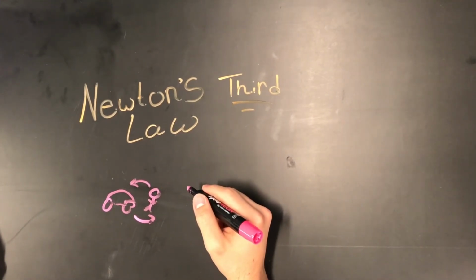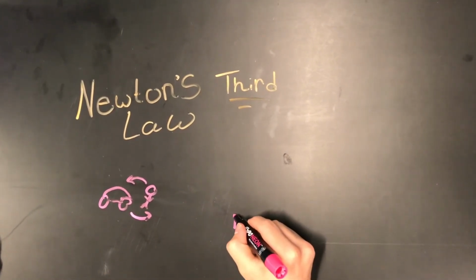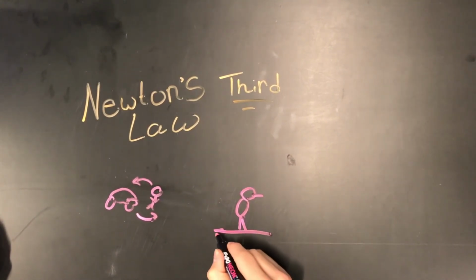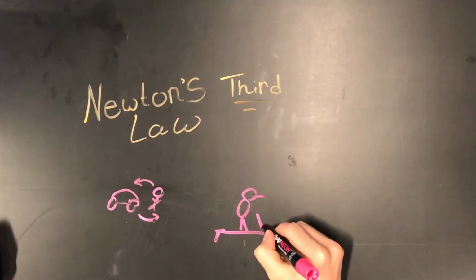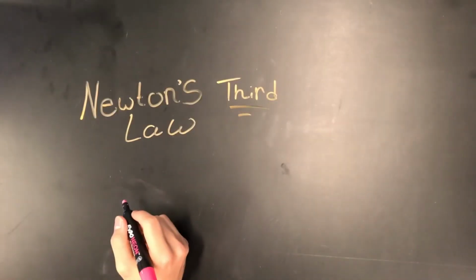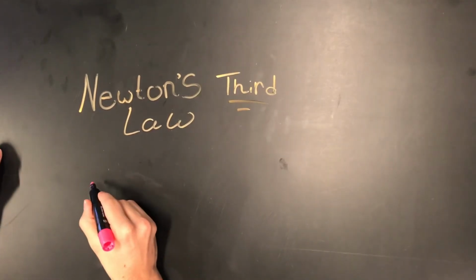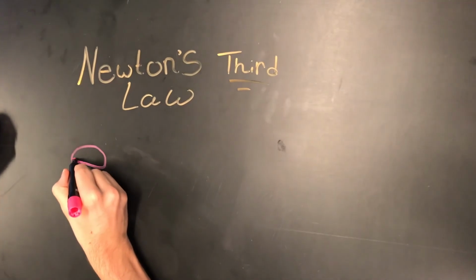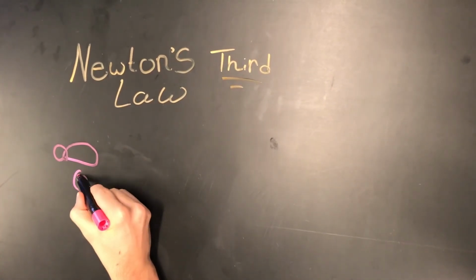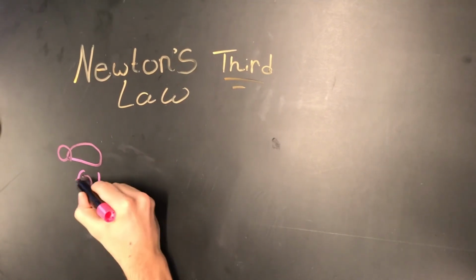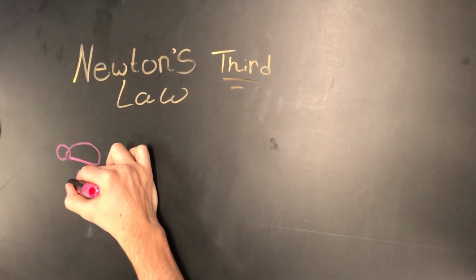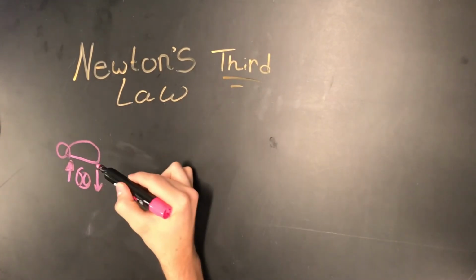Example 2 is that a bird pushes down on a telephone wire, but the telephone wire pushes back up on the bird. Example 3, a baseball bat hits a baseball and forces the baseball forward. And the baseball hits the baseball bat and forces the baseball bat back.